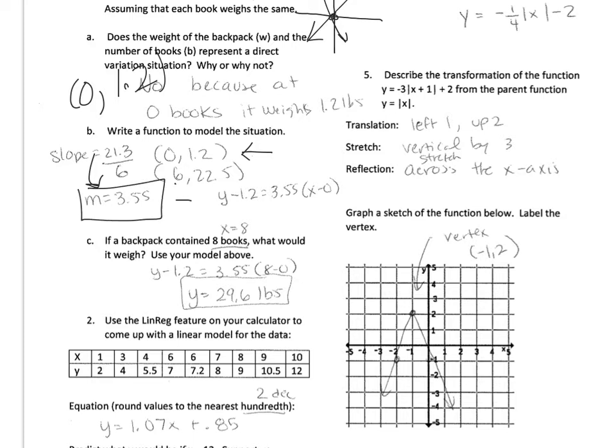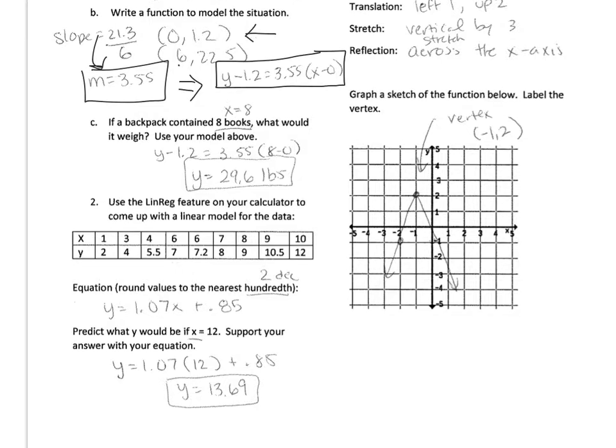Then I wrote that into point slope form, which is right here. So this is my linear model. You could solve for y and put it in slope intercept form too, but I just did it this way. And then letter C, you're going to use your linear model to figure out the weight of the backpack, which is y, and plug in A for x, because x represents the number of books. You get 29.6 pounds, and make sure you write in units.